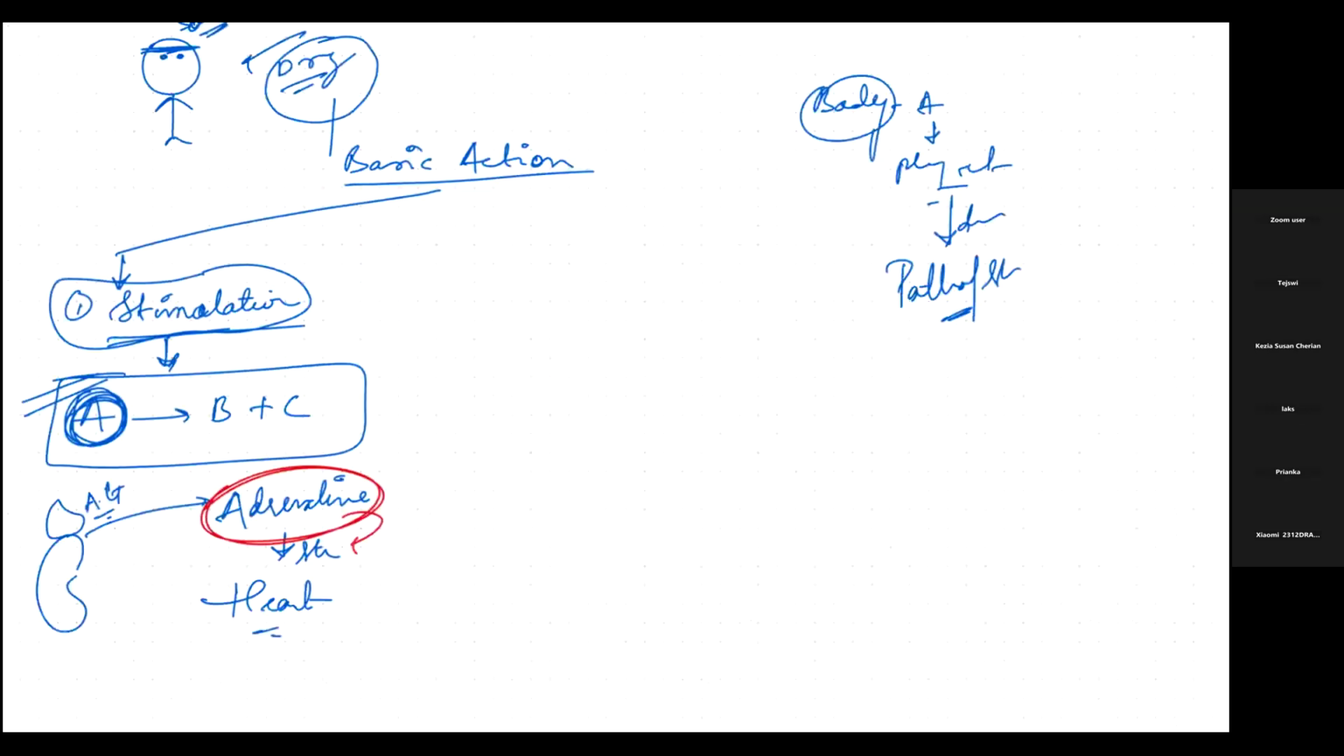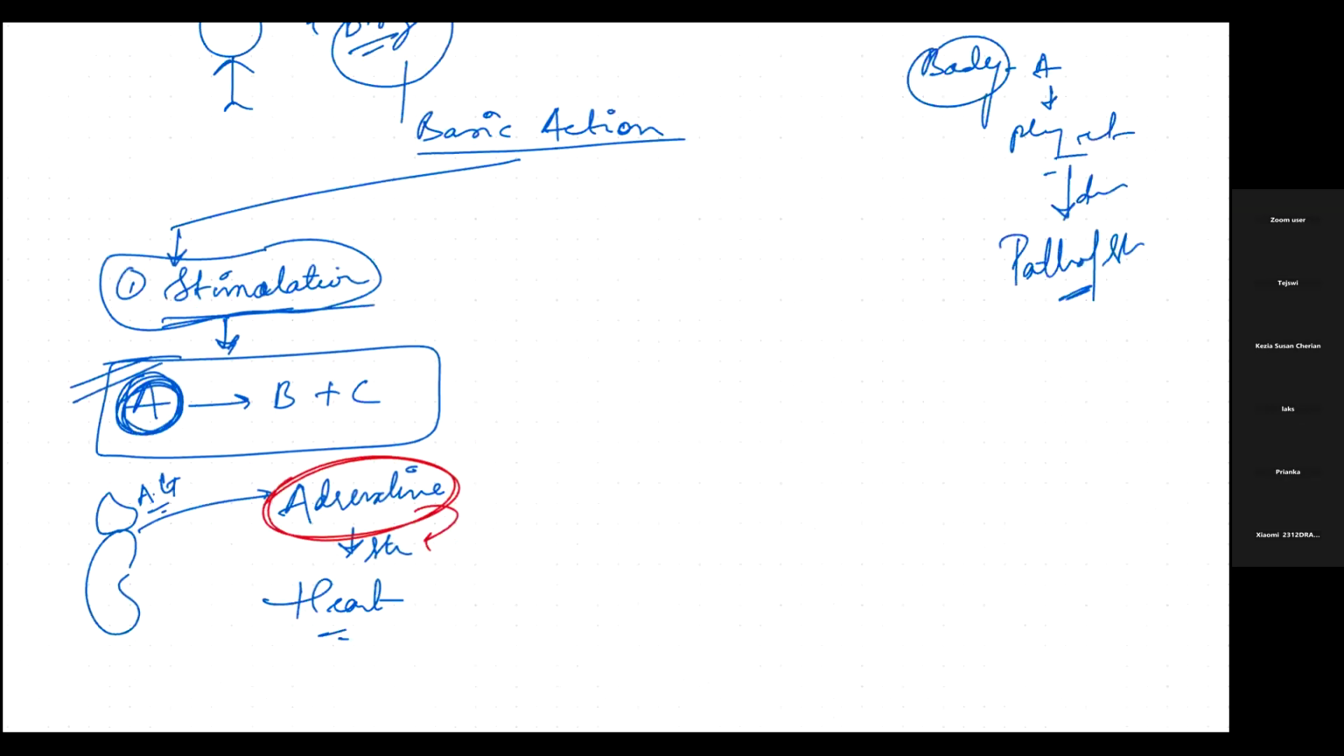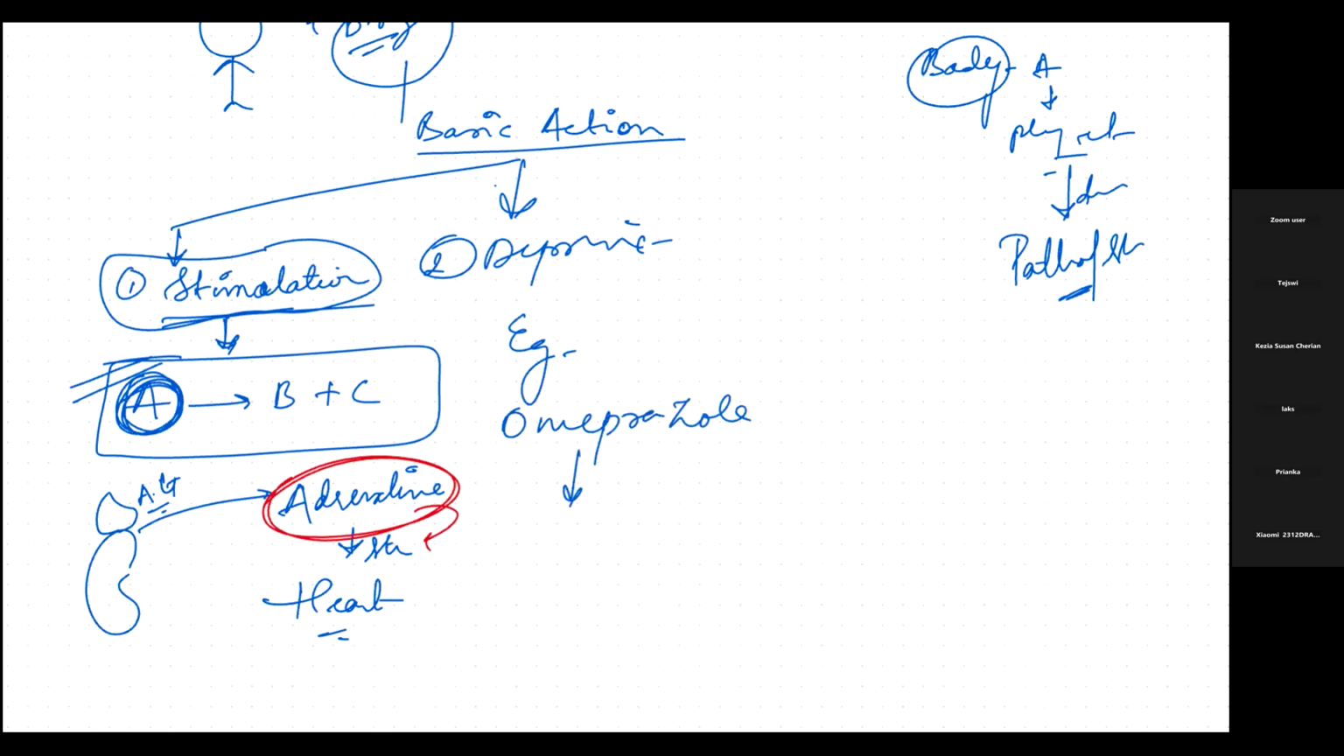So any drug will do stimulation. The second one is depression. Now it is understandable what will happen. Just imagine the chemical reactions going on in the body, and any of the reactions getting depressed by any drug, that will be depression. One example we can take is omeprazole. What it does is it depresses the gastric acid secretion in the stomach. Omeprazole is suppressing the secretion of the gastric acid.